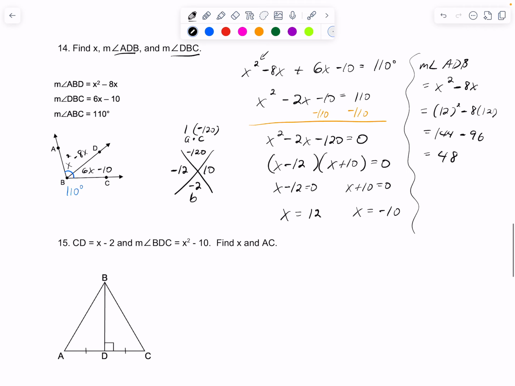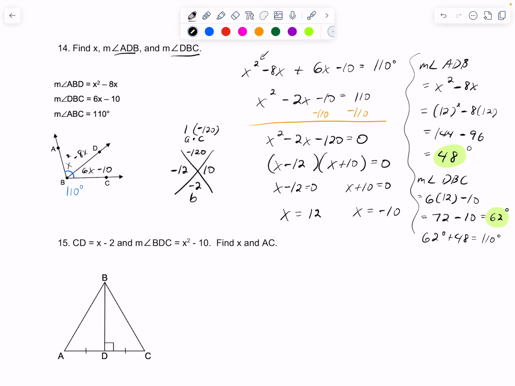Okay, then I'm going to find the measure of angle DBC using the same x value of 12. So 6 times 12 minus 10. So that's 72 minus 10, which is equal to 62. And I need both of those numbers, if this is going to work, both of these angle measures have to add up to 110. So 62 degrees plus 48 degrees is 110. Is that a true statement? And it is. So 12 works.